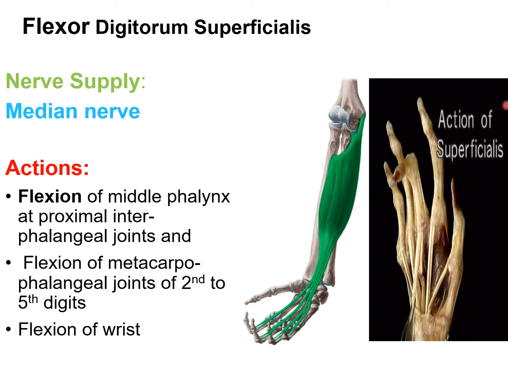The flexor digitorum superficialis is supplied by the median nerve. As for its actions, it causes flexion of the middle phalanx at the proximal interphalangeal joint, and it causes flexion at the metacarpophalangeal joint of the medial four fingers. It also helps in flexion of the wrist.